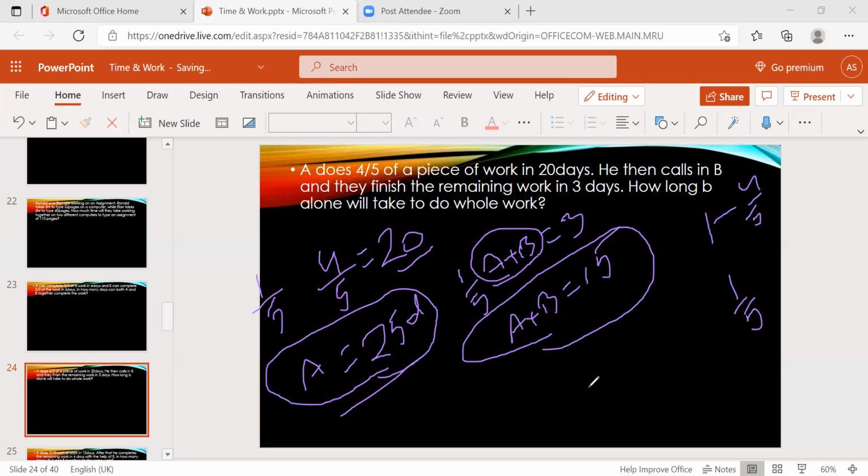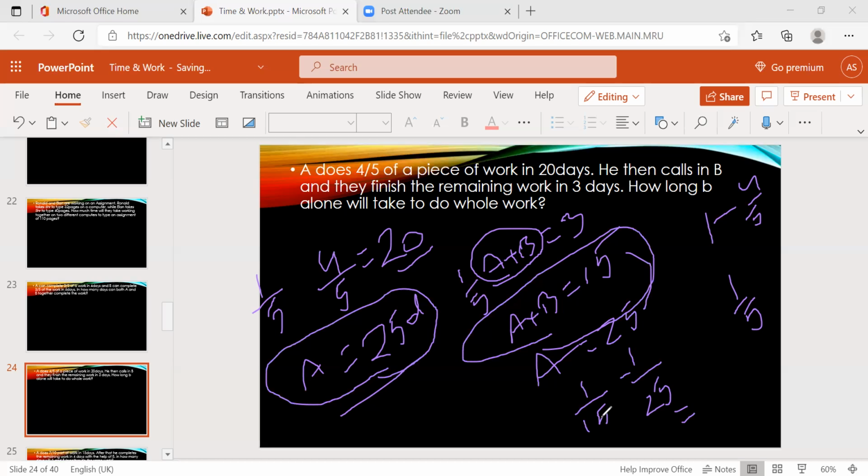Now we know A, and we know A plus B, right? Clear? Now just take that one. 15 days and 25 days. Now we know that A is 25 and A plus B is 15. Just take the LCM. Then we can find B's work, right? Otherwise, we can just take the fractions also. So just subtract, 1 by 15 minus 1 by 25.